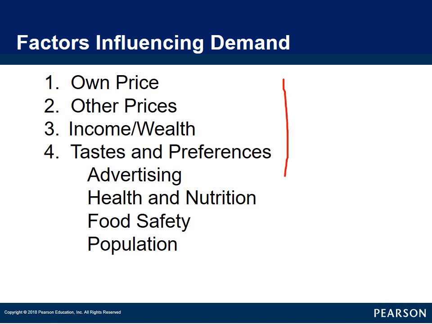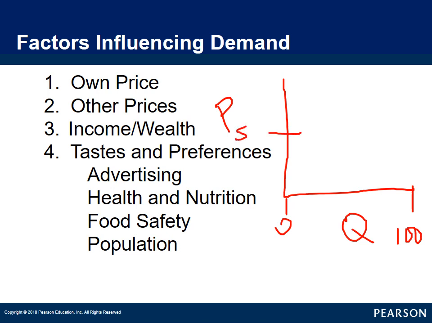And if we talk about a shift in demand to the left, again, we have quantity down here, price up here. So we have 0 items being demanded here. Let's say 100 items being demanded here. Again, our price point we'll put at $100.